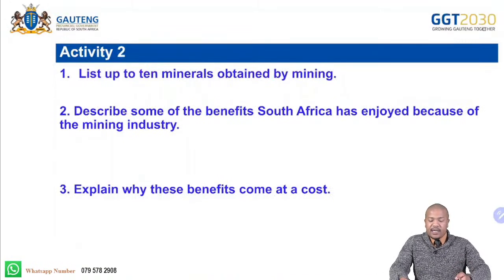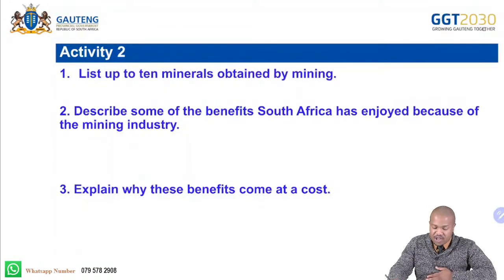Right. Now moving on to our activity 2, right? It says number 1, list up to 10 minerals obtained by mining. Number 2, describe some of the benefits South Africa has enjoyed because of the mining industry. Number 3, explain why these benefits come at a cost, right? So I'm going to give you 4 minutes to complete this activity. Then after that, we shall mark together.